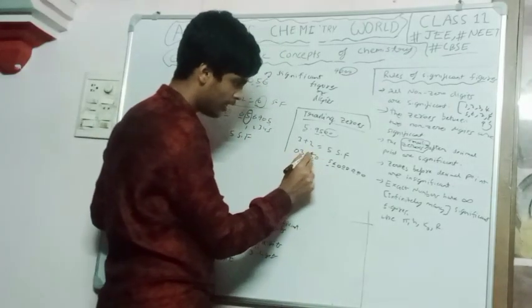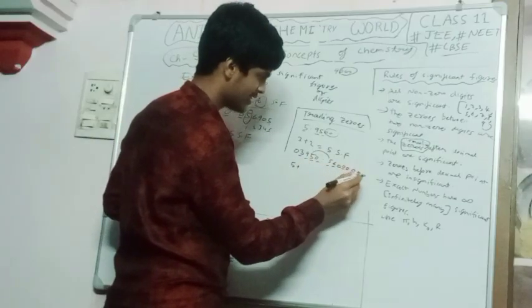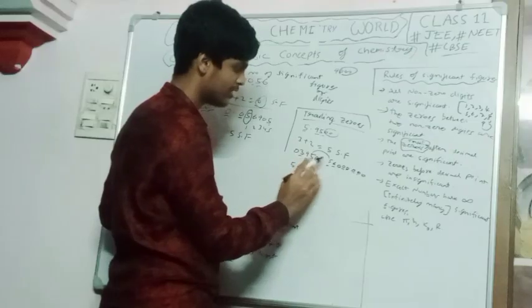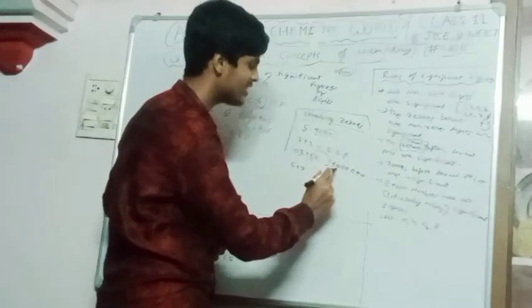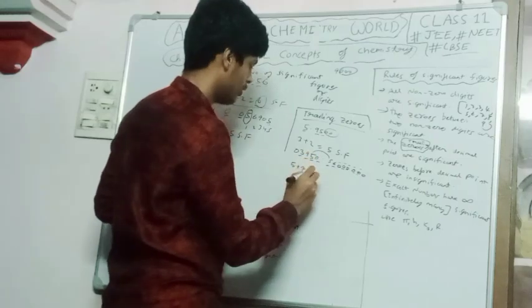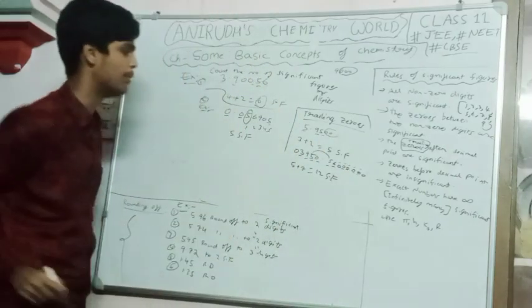The zeros between two non-zero digits are significant. So 1, 2, 3, 4, 5, 6, 7. So how many zeros are significant here? This is a zero between the non-zero digits. These are trailing zeros. How many trailing zeros? 1, 2, 3, 4, 5, 6. 6 plus 1, 7. So 5 plus 7 is 12 significant figures in this number.